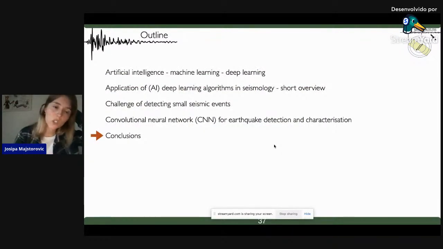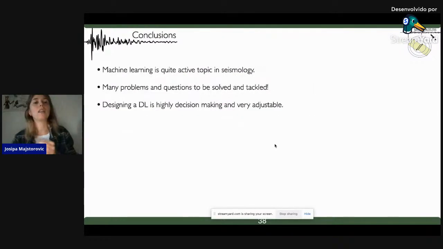And with this, I would like to finish my talk. I hope I convinced you that machine learning or artificial intelligence is quite an active topic in seismology. Many problems have already been tackled, but there's always room for improvement, just because the deep learning models are highly decision-making, and they are very adjustable. So you can really define your framework, you can define the database differently, and this would affect your results.